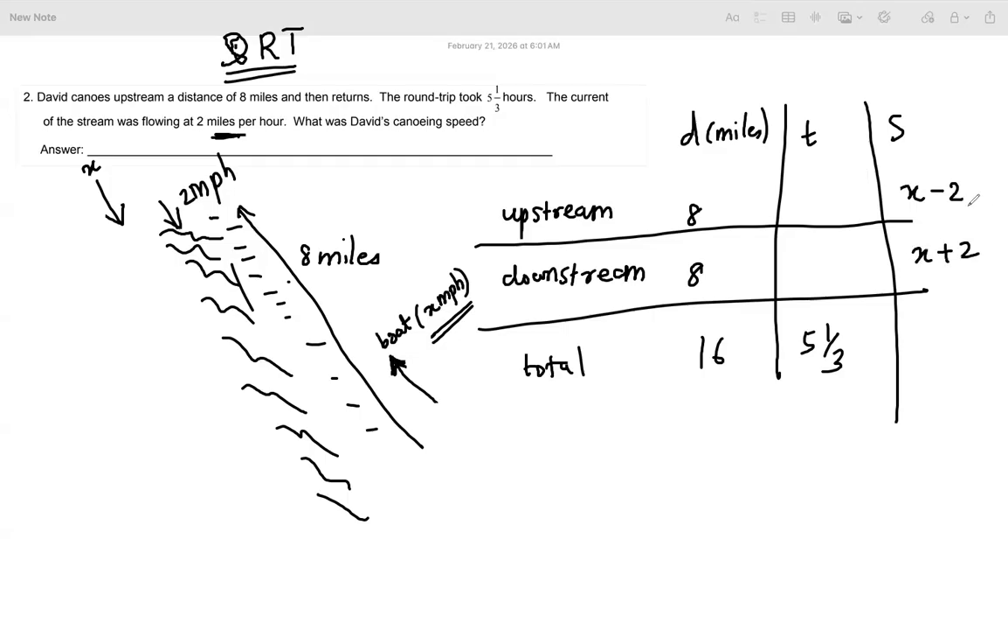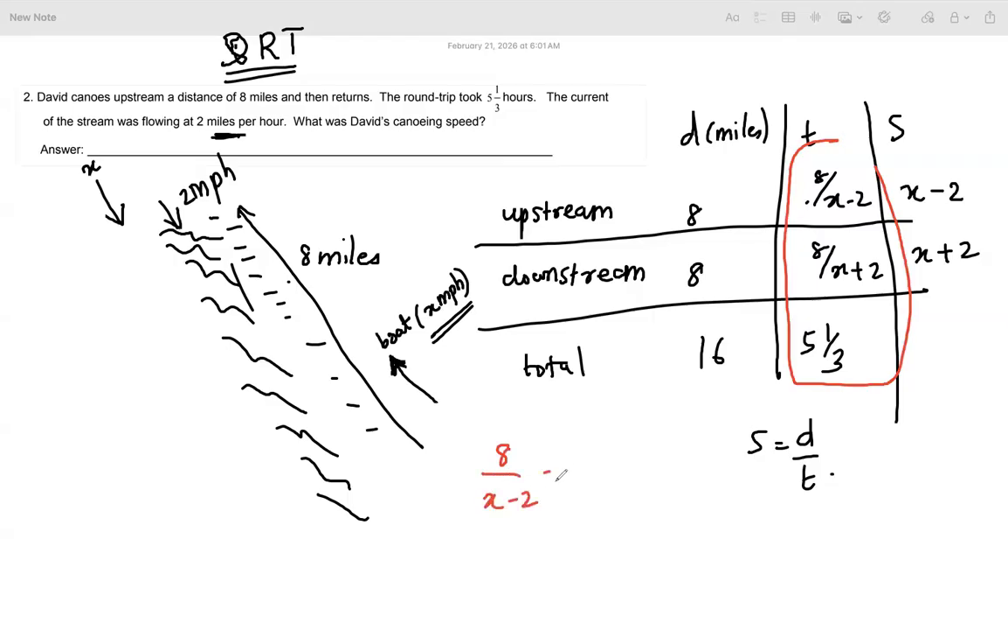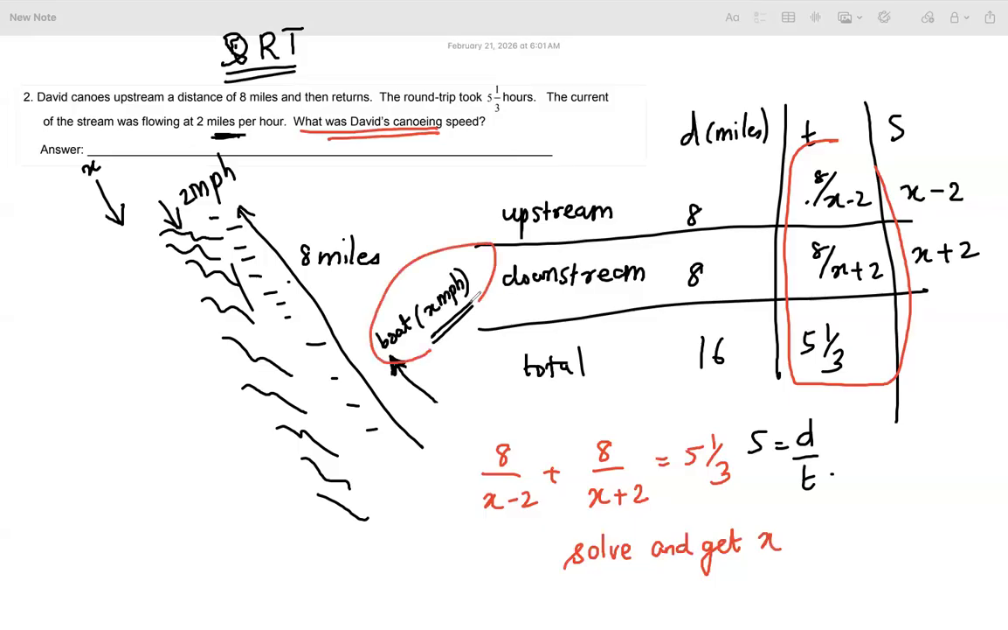Any questions here, guys? So it is always better to put this table, please. Speed equal to distance by time. So if I were you, I would fill this table: 8 by x minus 2, 8 by x plus 2. Now I clearly see from the table where I can frame the equation. Time upstream plus time downstream will be equal to 5 1/3. Solve and get the value for x. Does that make sense? So that will be David's canoeing speed, the boat speed, canoe speed.